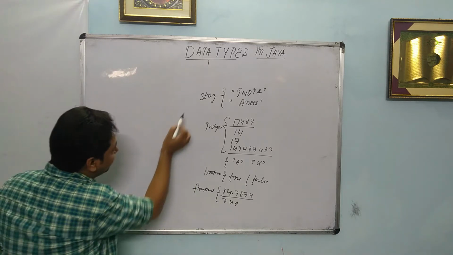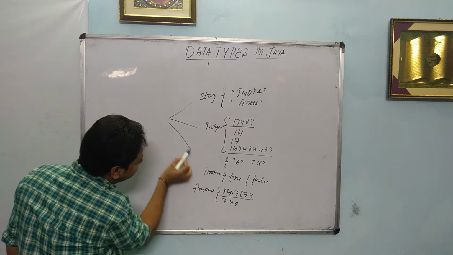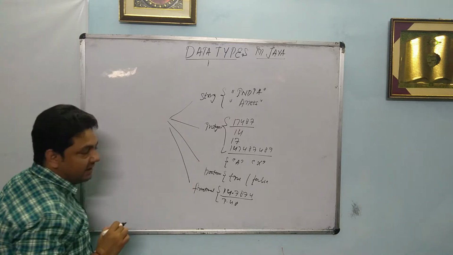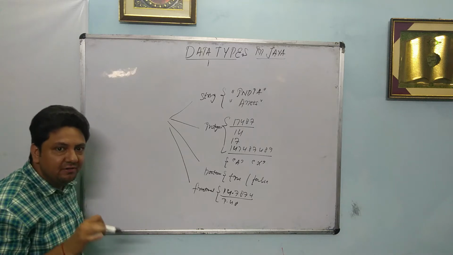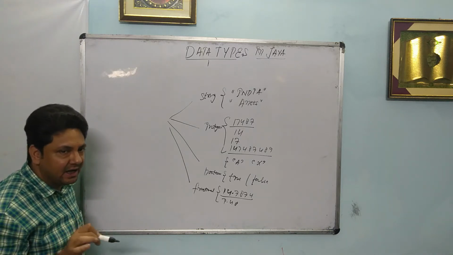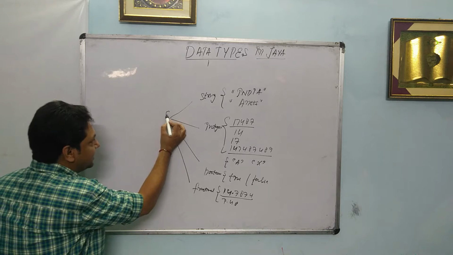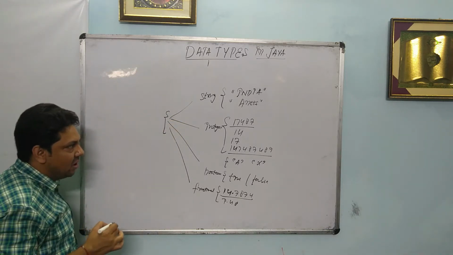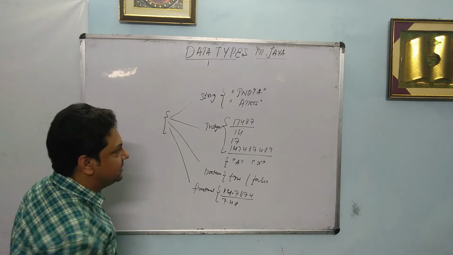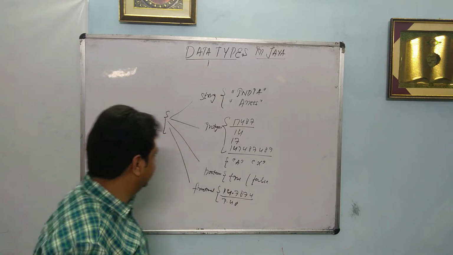So for handling these different types of data, Java has provided a huge variety of data types. So what is the purpose of data types? To handle or manage or store different kinds of data.